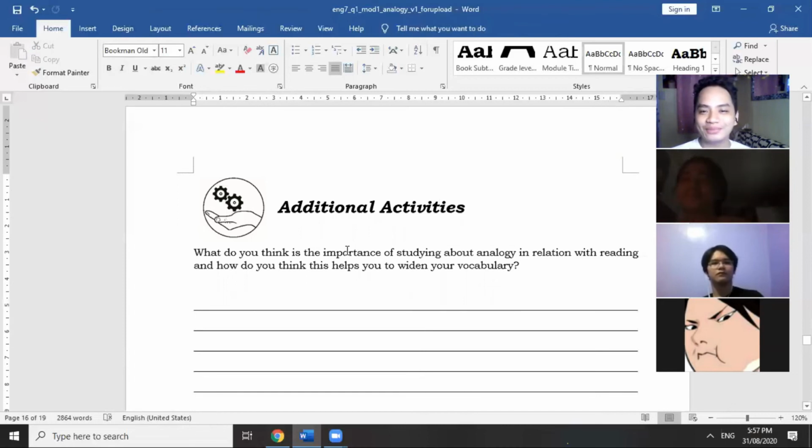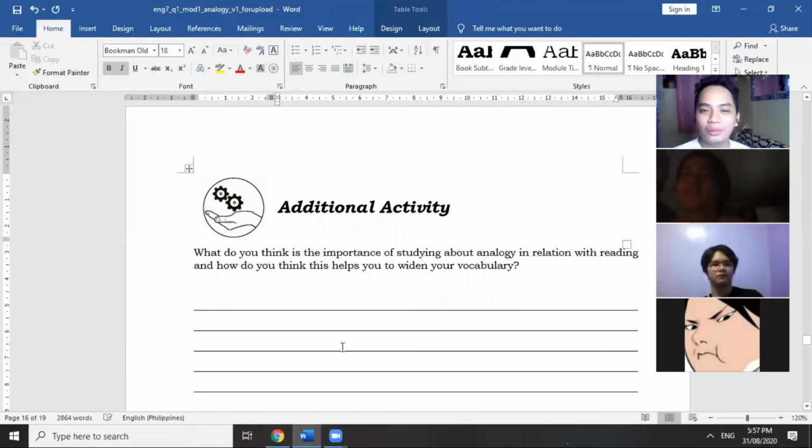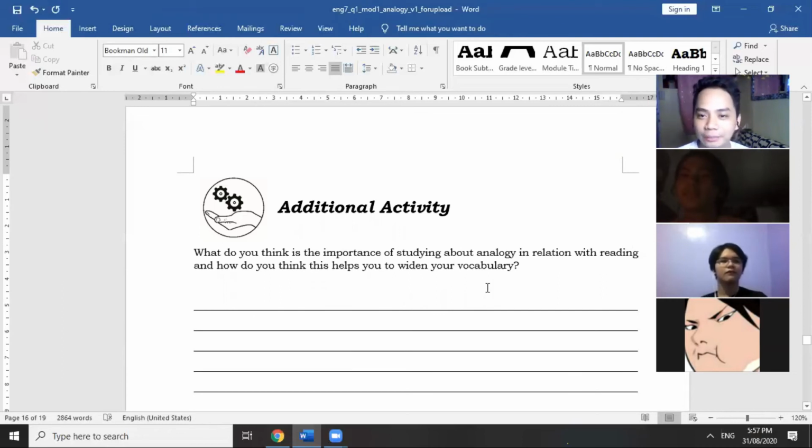What do you think is right? Should be that one, right? What do you think is the importance of studying about analogy in relation with reading? And how do you think this helps you to widen your vocabulary? Or who would like to answer this one?